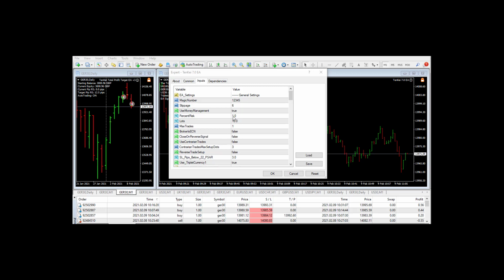So this use money management set to true, percent risk at 1, with £3,000 in your account, will automatically make this 30 or £3 a point. So if you want to go lower, then you've got to get into using decimals, really. Okay.